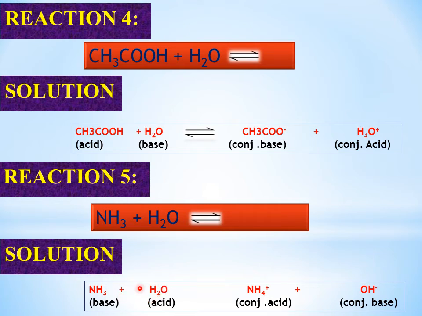So if we react both of these, this will come in the form of the ammonium ion, and this will be the conjugate acid of this base. The other one will be the hydroxyl ion, because when we take a proton from this water, the molecule left will be the hydroxyl ion, which will act as the conjugate base of this acid. Okay, so now let's go to reaction number 6.